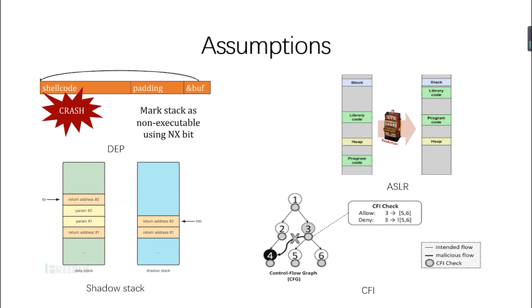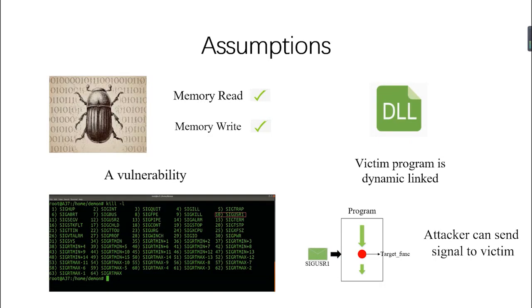In the following, we will discuss our attack assumptions. First, we assume the program is under the following protections: DEP, ASLR, shadow stack, and CFI. Then we assume there is a vulnerability in the program which gives the attacker arbitrary read and write primitive, and the program is dynamically linked. Also, the attacker can send signals to the victim. This assumption is easy to achieve in local attacks. In this paper, we mainly discuss local attacks. We leave remote attack as our future work.